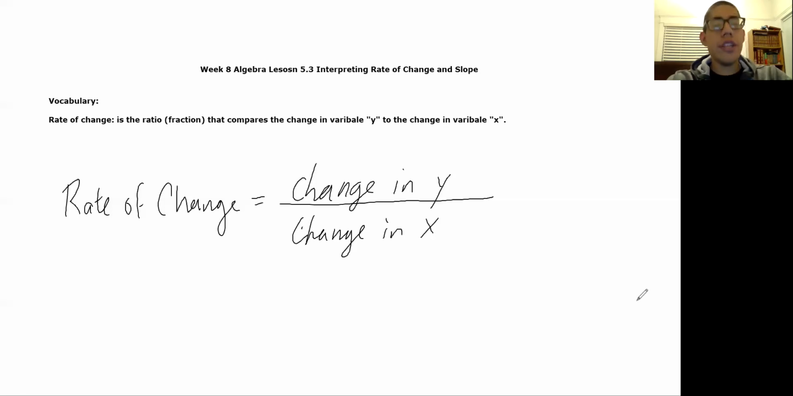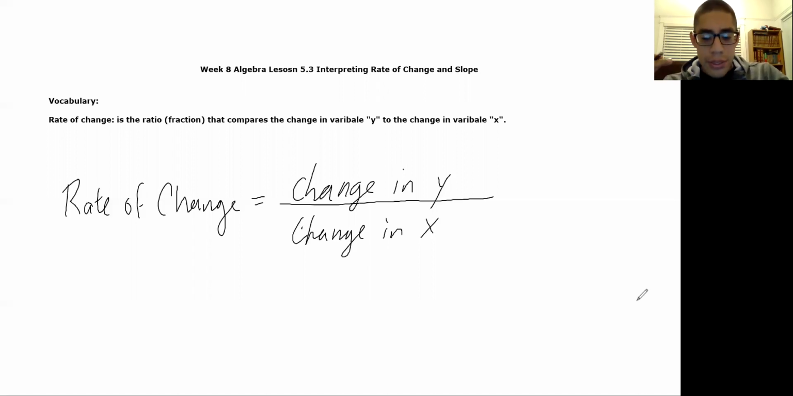What is rate of change? In this case, the rate of change is a ratio or a fraction that compares the change in variable y to the change in variable x. So what does that mean exactly? Well, the rate of change is found by the following formula: change in y over change in x.